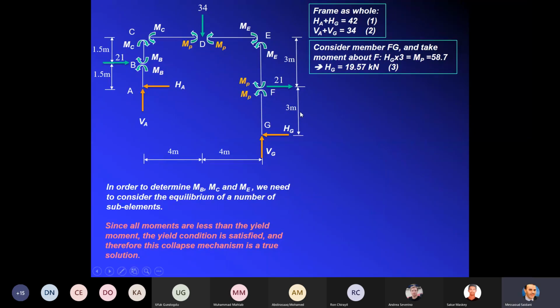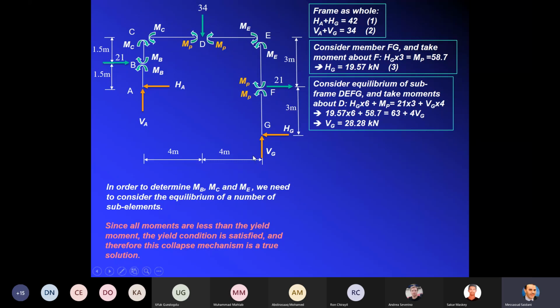The next thing we can do is take the subframe D, E, F, G, and take a cut at D, with equilibrium of all these forces about D. We have HG times the distance to D, which is 6, clockwise, plus MP, which is also clockwise, equals the anti-clockwise moments about D. We have 21 times the perpendicular distance to D, which is 3.